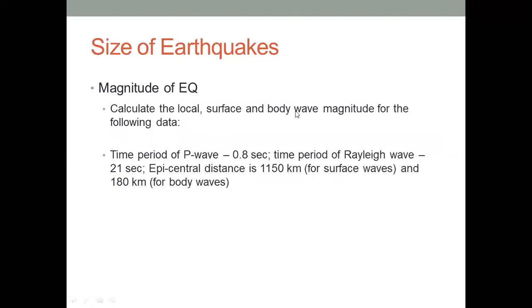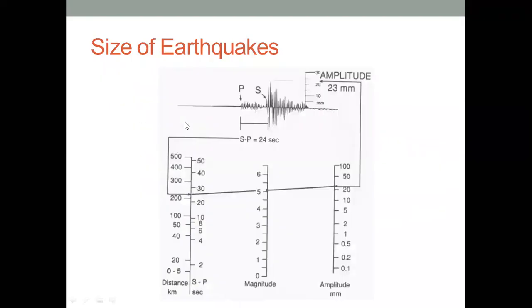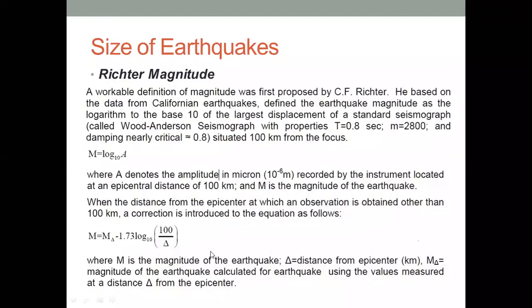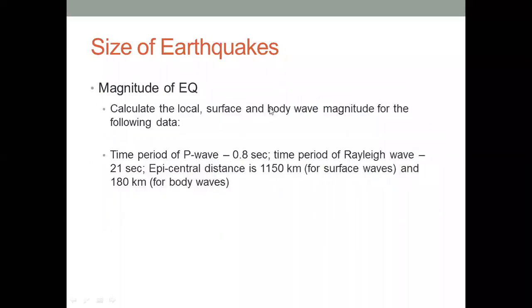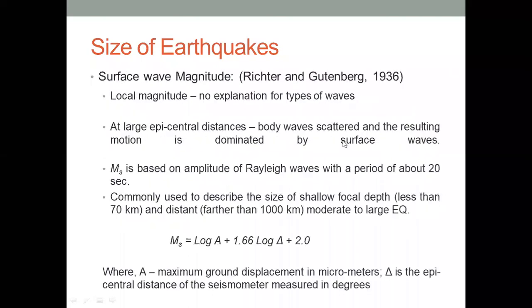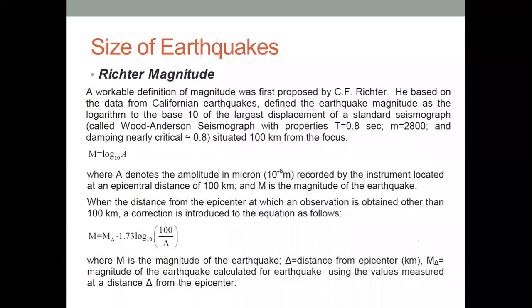Calculate the local, surface and body wave magnitude for the following data. The local is nothing but the Richter magnitude, so that is why the formula is given as ML. So ML is local magnitude, another one surface wave magnitude, then body wave magnitude for the following data. Time period of P wave is 0.8 second. Time period of Rayleigh wave is 21 second. Epicentral distance is 1150 kilometer for surface waves and 180 kilometer for body waves. Based on these data, you try to calculate these values, Ms, Mb, and ML also.